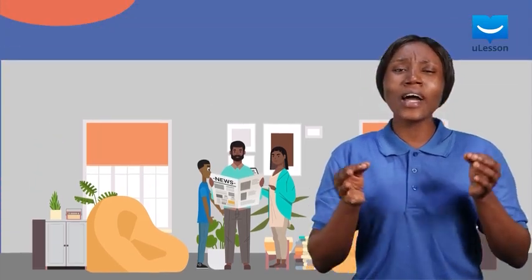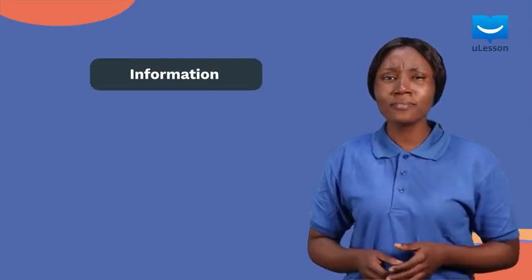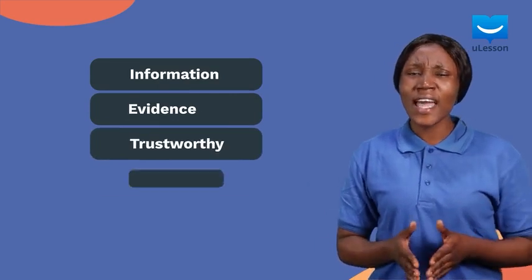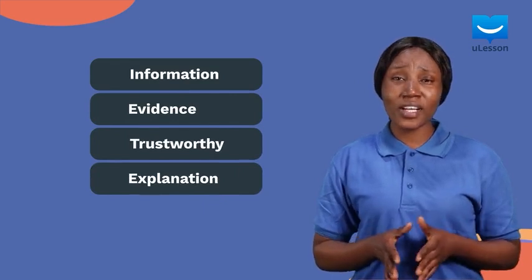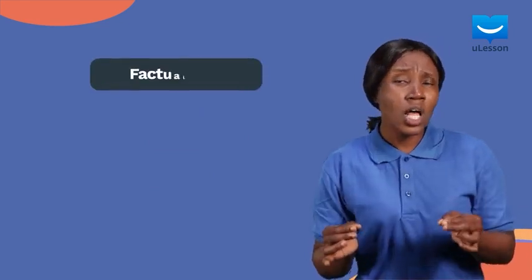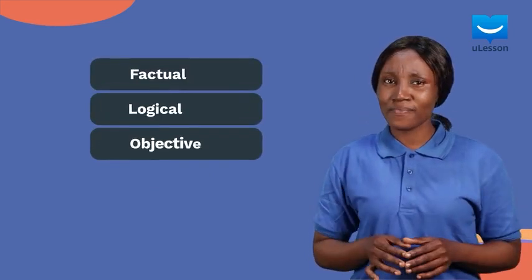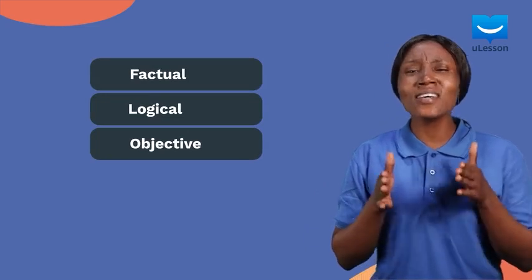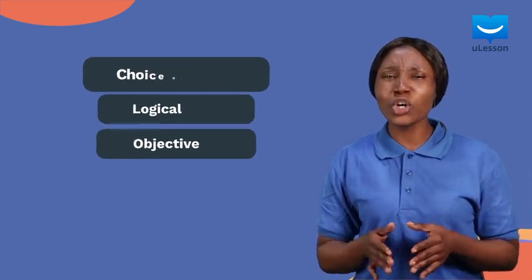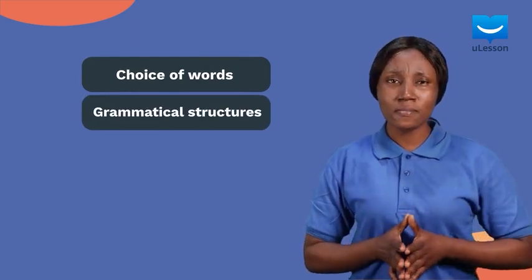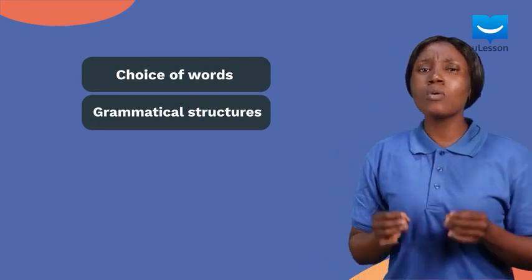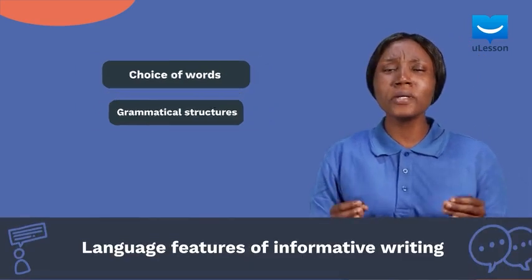Now, note how I have used the words information, evidence, trustworthy, and explanation in that definition. These words make it clear that when you write informative essays, you have to present the information in a factual, logical, and objective way. Your ability to do this successfully will depend very much on the choice of words and grammatical structure that features in your essay. So, in this lesson, we will focus on the language features of informative writing.